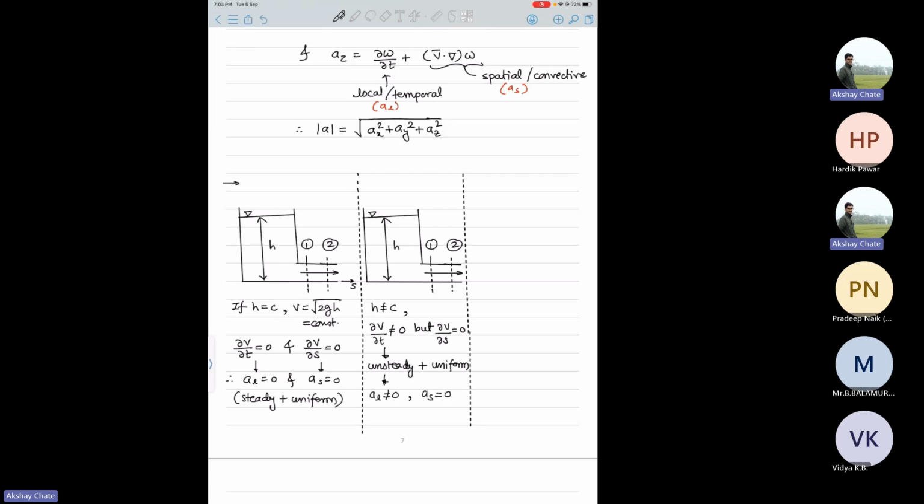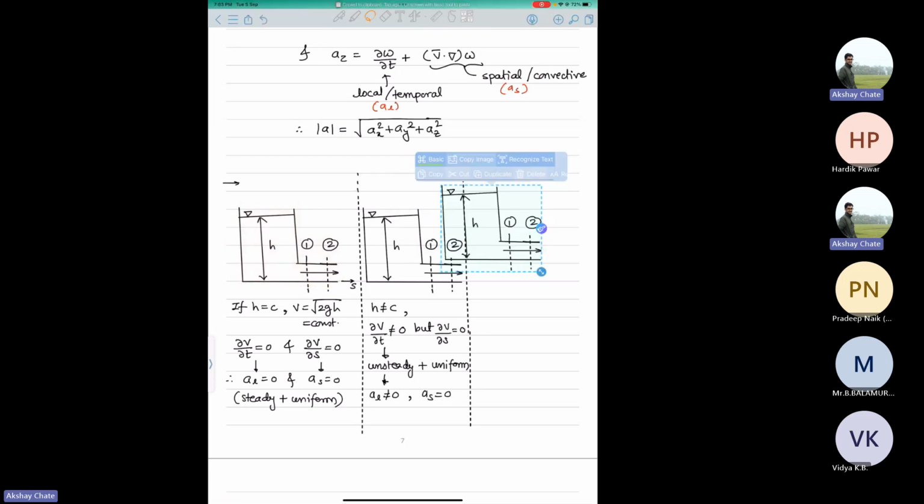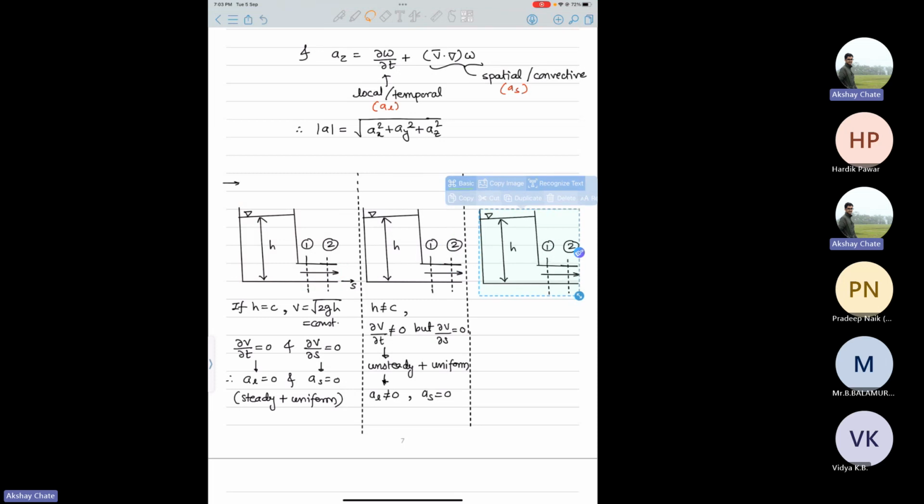Now the third case. So the third case is something like this. Here you have a pipe whose cross-sectional area is decreasing.